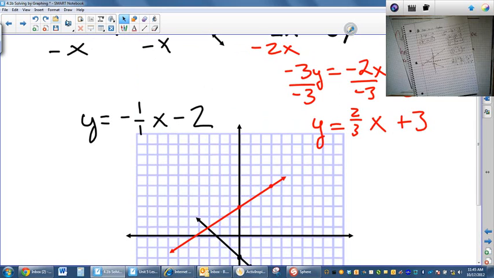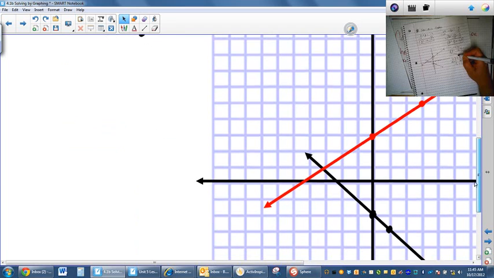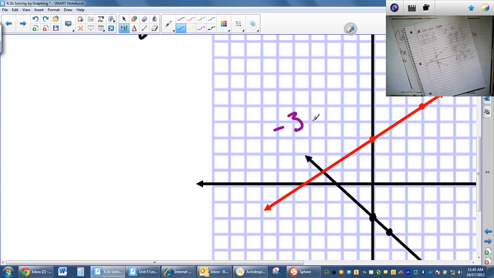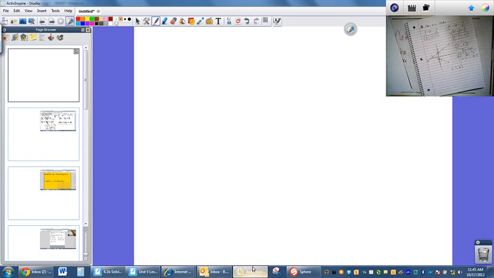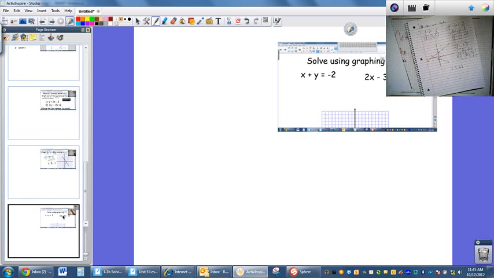So when I zoom in and look really, really closely, I'm getting the point -3, 1. Point check. Then I checked it all.